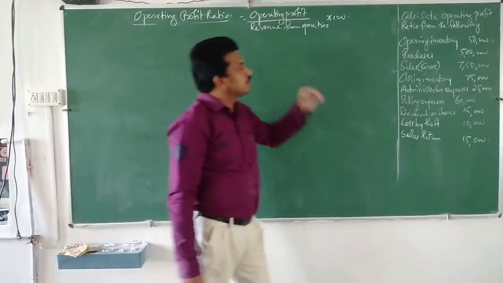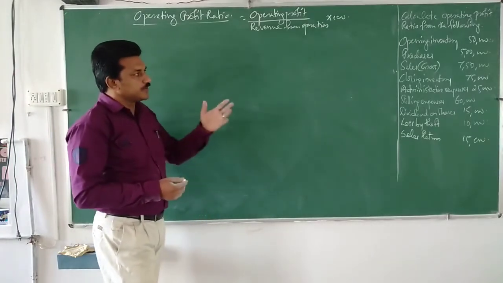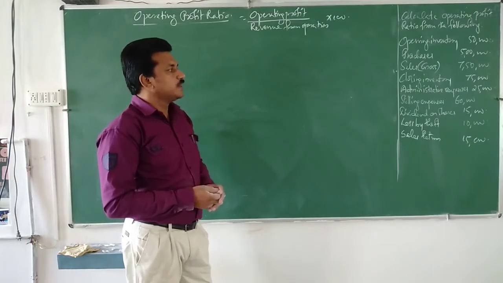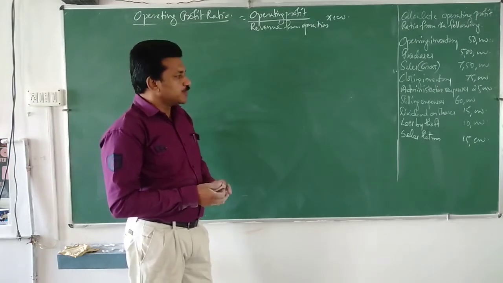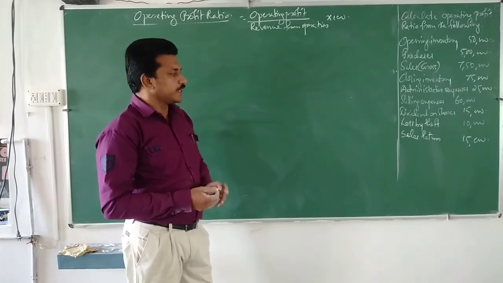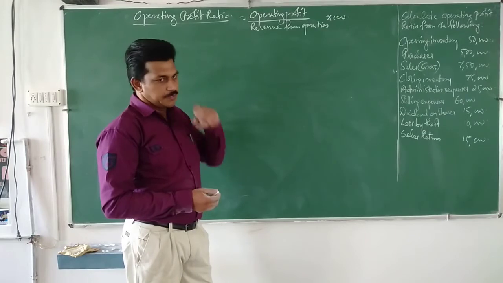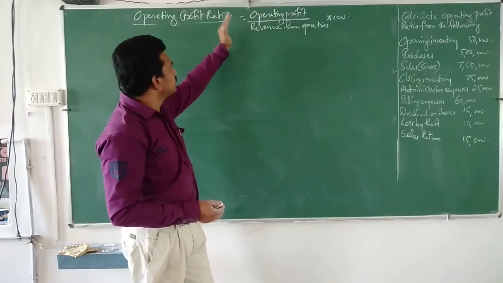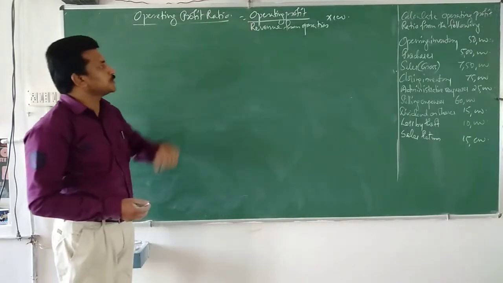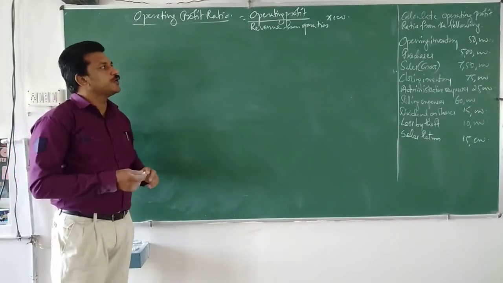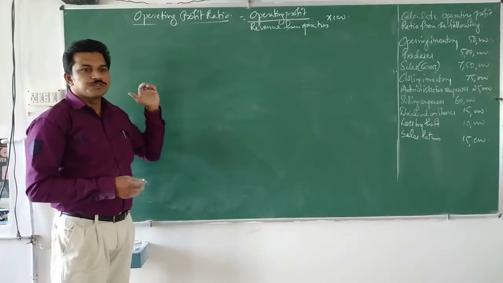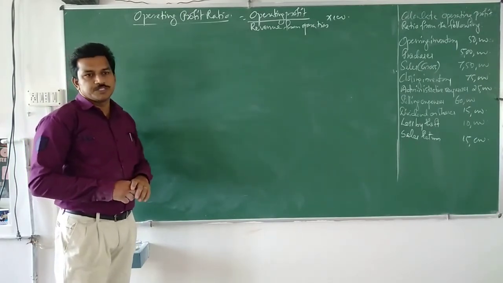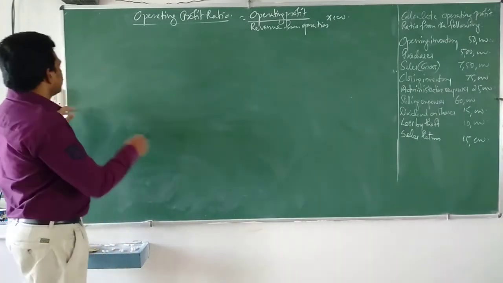Here the question is: calculate operating profit ratio from the following. We have been given opening inventory, purchases, gross sales, closing inventory, administrative expenses, selling expenses, dividend on shares, loss by theft, sales returns. So we have to use this equation to find operating profit ratio: operating profit divided by revenue from operation into 100. So we have to find revenue from operation and operating profit. Let us find revenue from operation first.